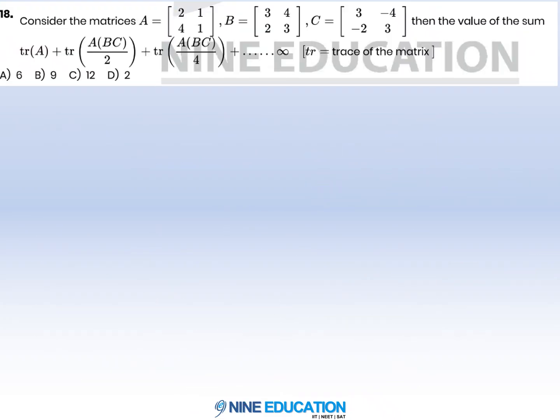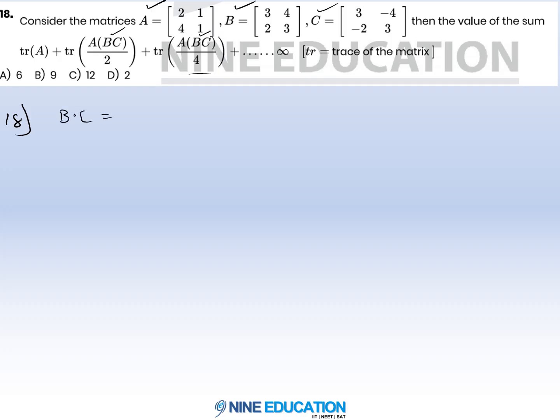Let's discuss question number 18. So matrix A given, matrix B given, some matrix C is also given for us. Then they're asking the value of the sum of this expression: trace of A plus trace of A into BC by 2, plus trace of A into BC by 4. So in each term, if you observe, B into C is present. So let's find B into C matrix first.